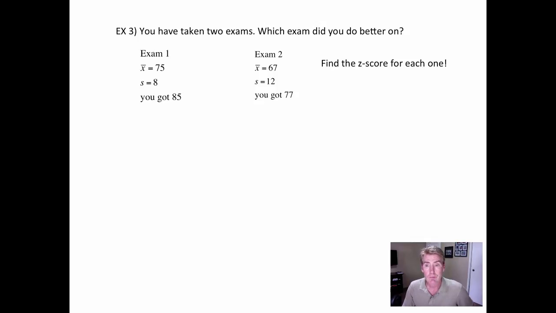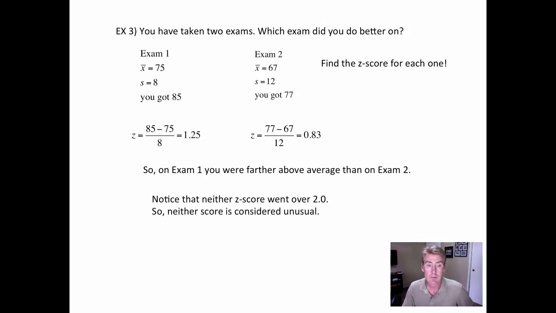So if we do that, find the z-score, then this one would have a z-score of 1.25, and this one just a z-score of 0.83. Being 1.25 standard deviations above the mean is better in this situation. So if the teacher tells the class, okay, you get to throw out one of your exam scores and keep one, you tell me which one it is, it's going to be exam 1. That's the keeper. But unfortunately, notice that neither was over 2.0, so neither was unusually good.